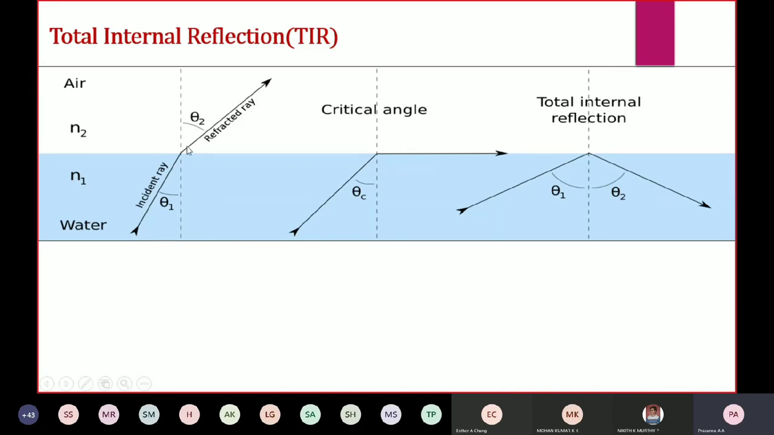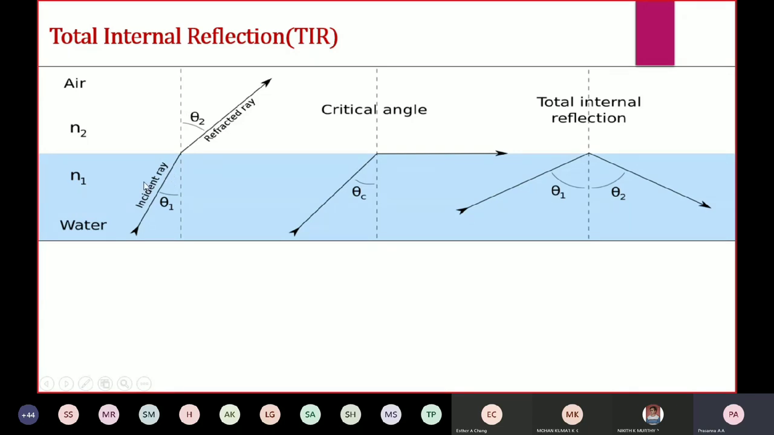In that case, the refracted ray goes away from the normal drawn to the interface. Or in other words, I can say that the angle of refraction is greater than the angle of incidence. Theta 2 is greater than theta 1. If you increase the angle of incidence, theta 1, for example, initially when it is 10 degrees, theta 2 may be 15 degrees. When it is increased to 30 degrees, this may increase to 45 degrees.